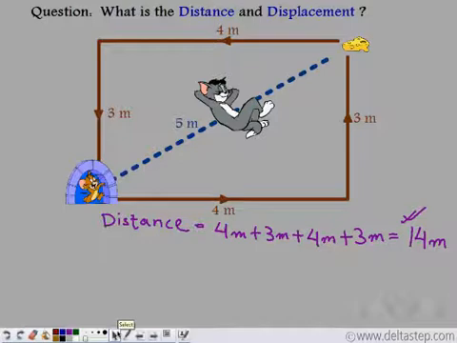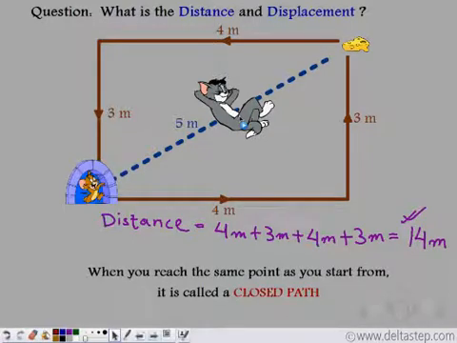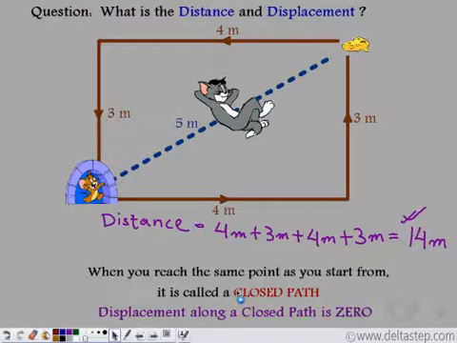So we see that Jerry has traveled some distance and he has come back to the point from where he started. So he is forming a closed path. That is, when you reach the same point as you start from, it is called a closed path. And displacement along a closed path is 0. Why? Because distance tells us how much a body has traveled, that is, he has traveled 14 meters. And displacement tells us how far a body has traveled. And since he has come back to where he started from, displacement is 0.